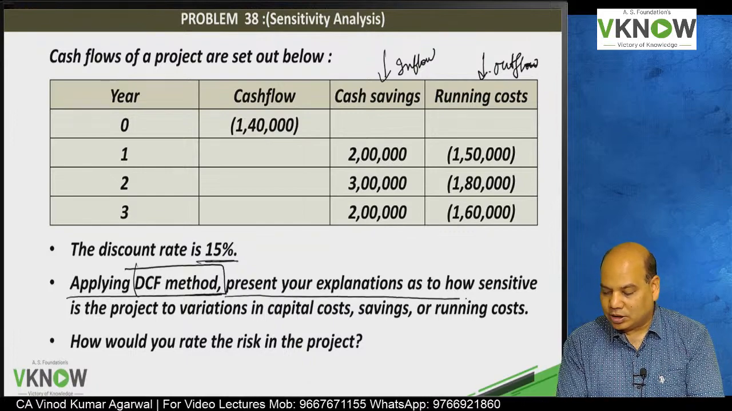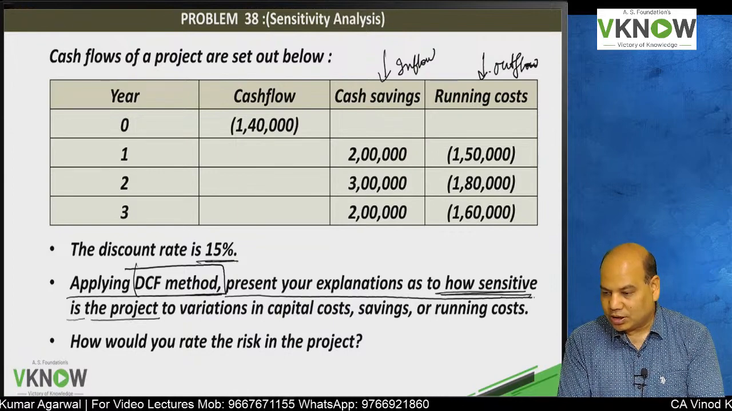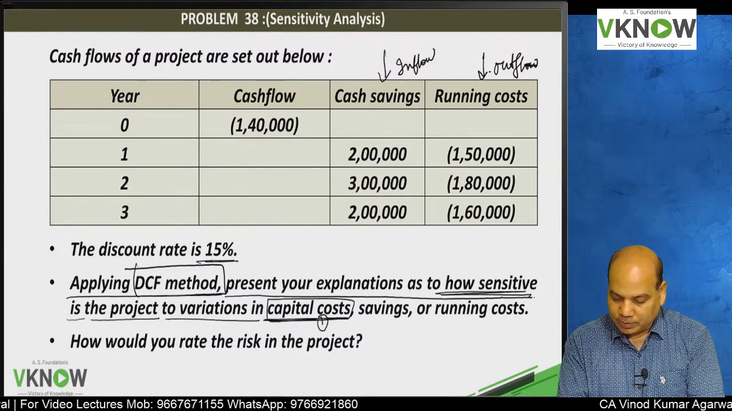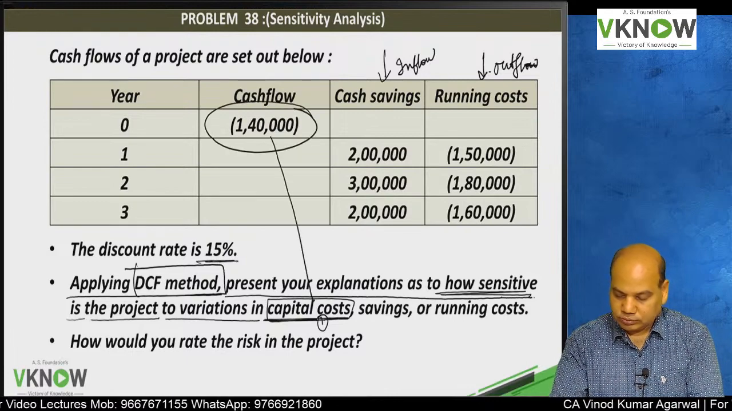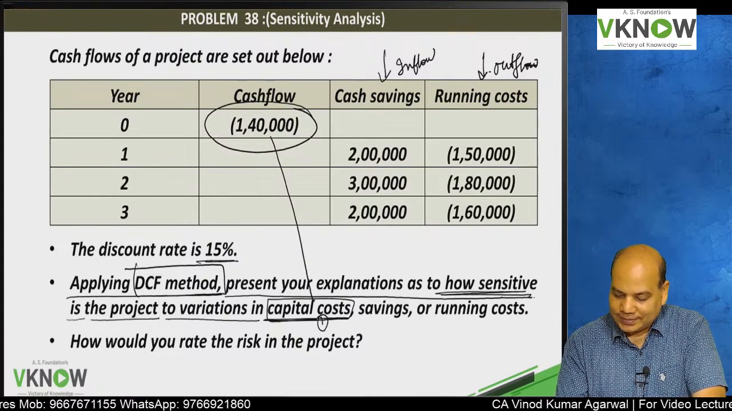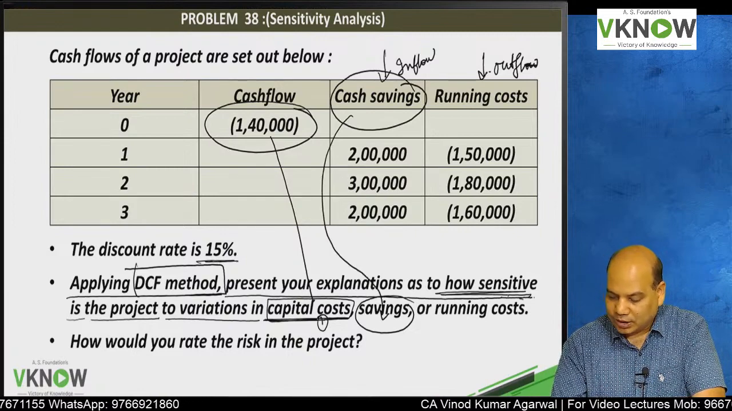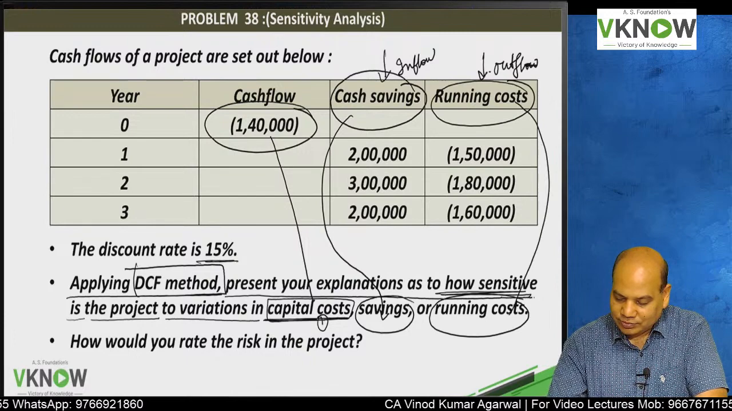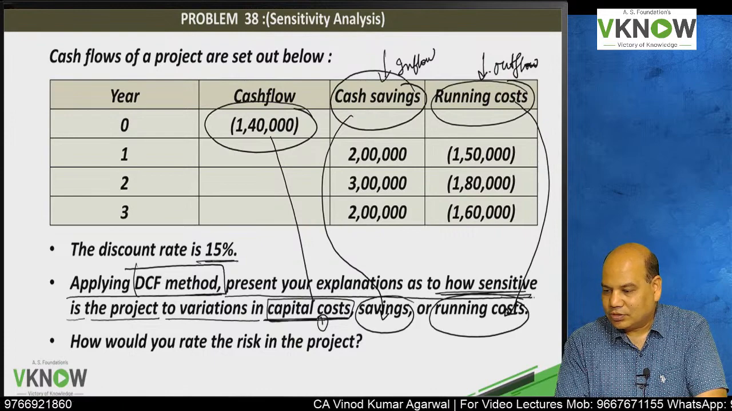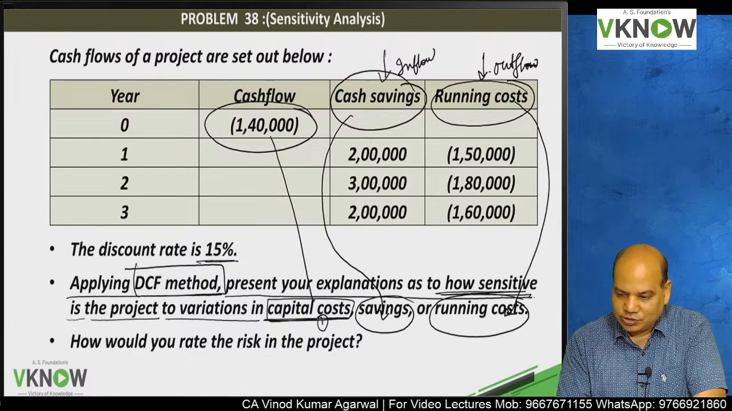Present your explanation as to how sensitive is the project to the variation in capital cost. Capital cost means this one, project cost. To what extent the project cost can rise. Test it for saving also. And third, running cost, how much running cost can rise, still my NPV is 0. How much cash saving can fall, still my NPV is 0.